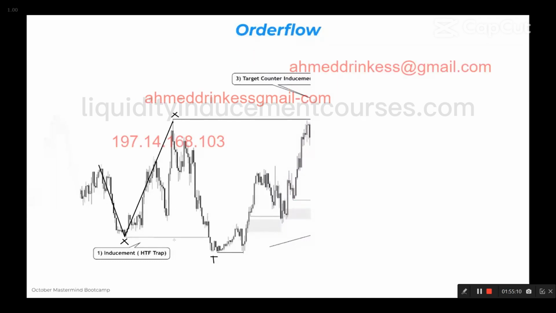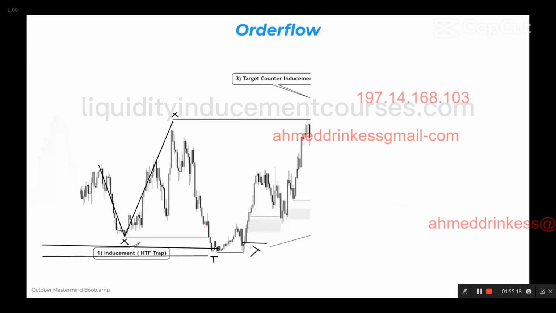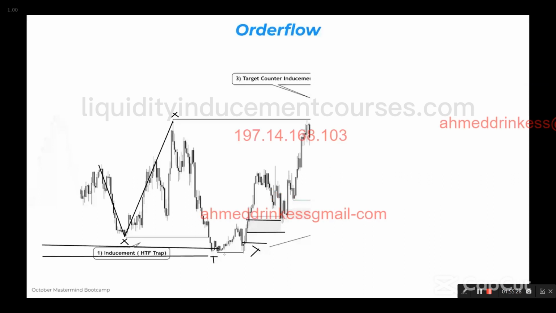We have the inducement, the trap that will mitigate some higher time frame order block to the left, and then we just follow order flow. This extreme doesn't mitigate, that's fine. The decisional is mitigated, however. And we know this is a decisional, a type 3 specifically. Those who don't know what I'm talking about, you will after the boot camp.